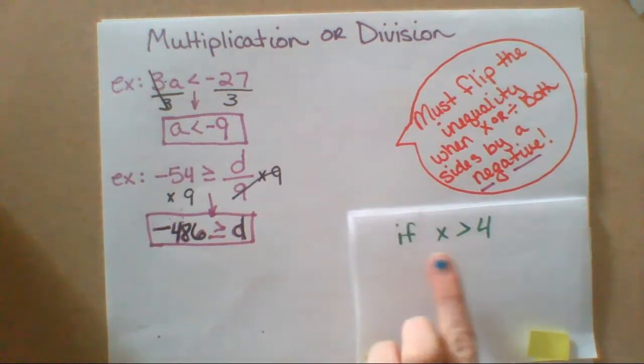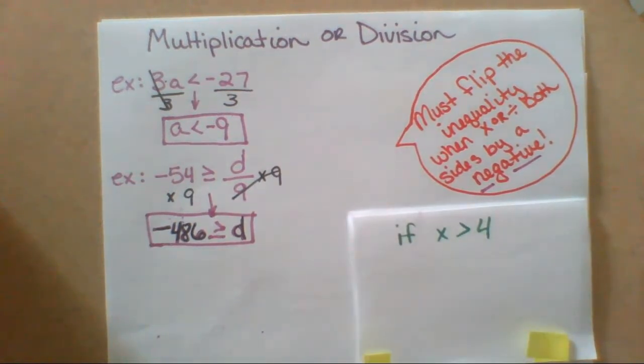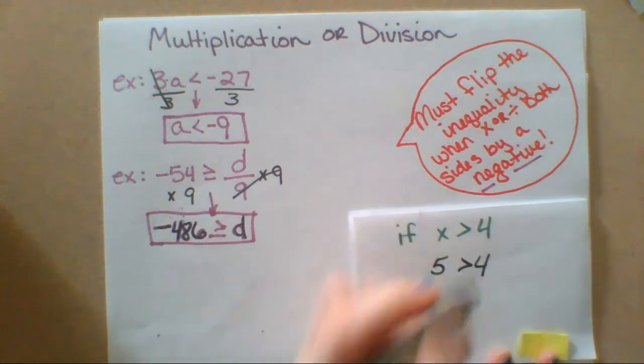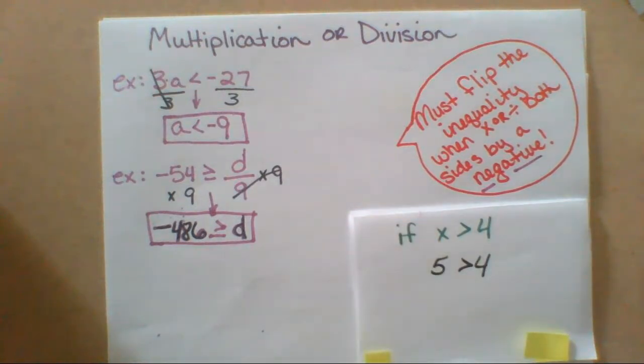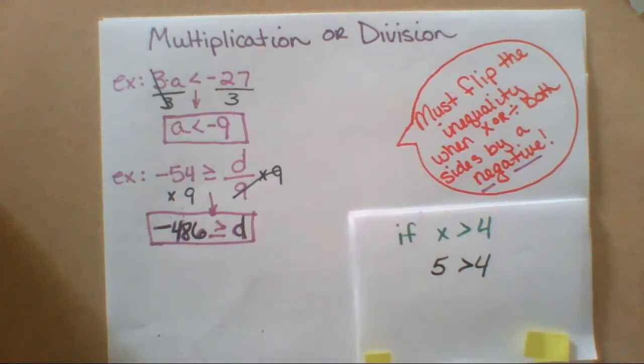Say I have a statement that says x is greater than 4. Okay? So give me a number that could be greater than 4. Well, 5 is an easy one. So 5 is greater than 4. We all agree that this statement is true, yes? Good. What if I take both sides of this inequality statement and I divide it by a negative, or I multiply it by a negative number? Let's say multiply that by -2.